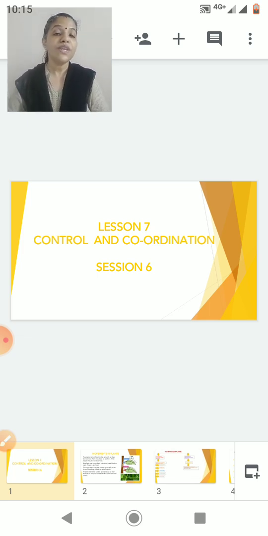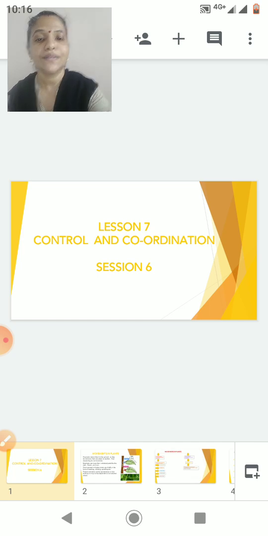Now students, today we are going to start with session 6, and from the session 6 part of this lesson we are going to study control and coordination in case of plants. Okay, now in plants also there is control and coordination, but there is limited control and coordination, because you very well know that in case of plants the nervous system is absent. So here the control and coordination is done by the hormonal system. Okay, so now we will proceed ahead with the lesson.